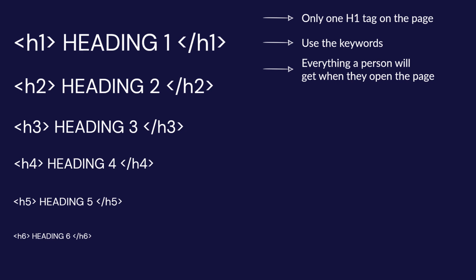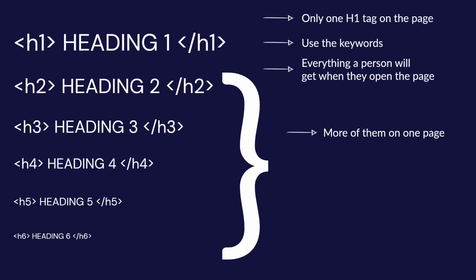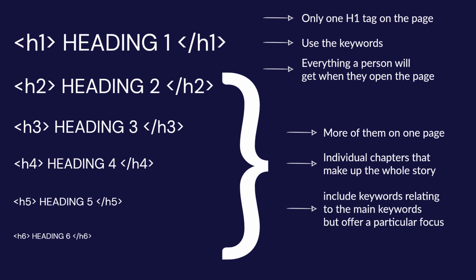Unlike the H1 tag, the other tags are subheadings and we can have more of them on one page. You can think of other H tags as individual chapters that make up the whole story. Each H2 to H6 tag will include keywords relating to the main keywords but offer a particular focus.